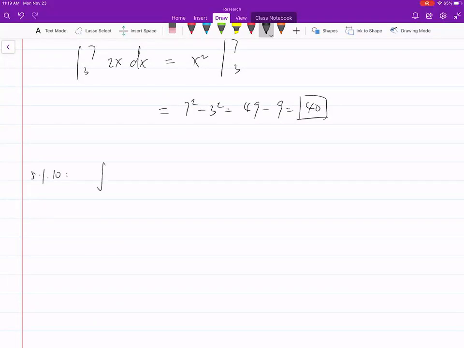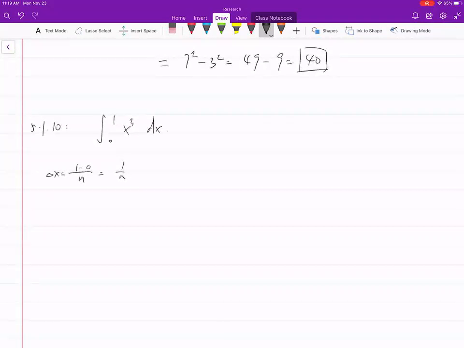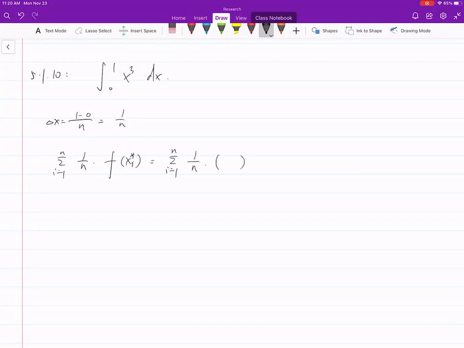You want the integral from 0 to 1 of x cubed dx. I will do it really quick. Delta x is 1 minus 0 over n, which is 1 over n. And then you need the sum i from 1 to n of 1 over n times f of xi star. Here, it really depends on whether you take the left point or the right point. If you take the left point, it's going to be i minus 1 over n, cubed, for left. If you take the right formula, it's going to be i over n, cubed. And you can see the difference is just whether you are taking the previous one or the next one. From here, you can see number A is going to be the final answer.